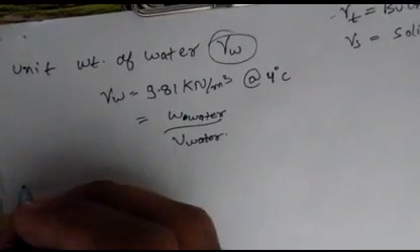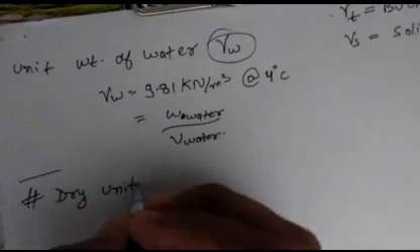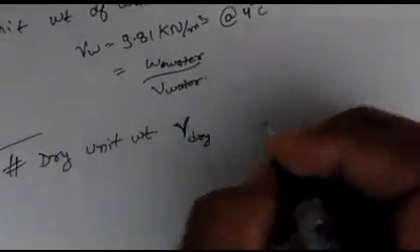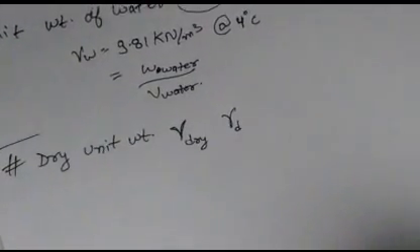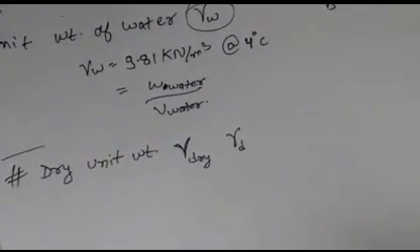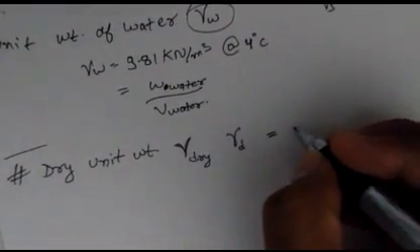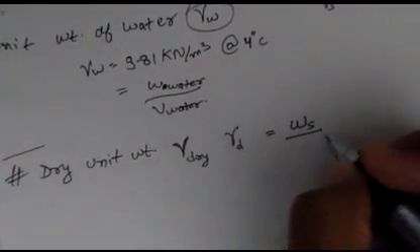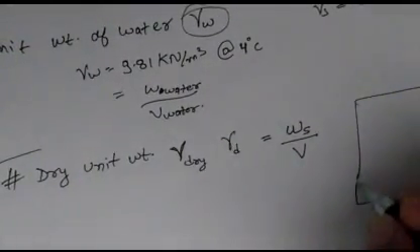Then we come to the next term, dry unit weight. Again it is a unit weight, so gamma, and it is dry, so I use gamma D. Gamma D is a measure of denseness of soil, actually how dense my soil is. And we're going to see the formula. The ratio in numerical form is weight of solids by total volume. How does this show denseness?